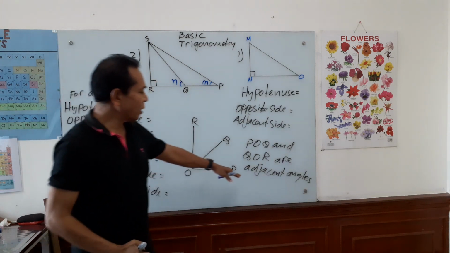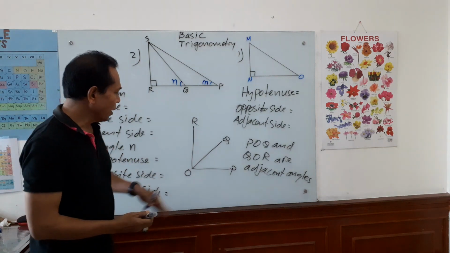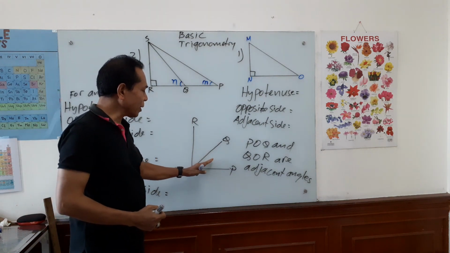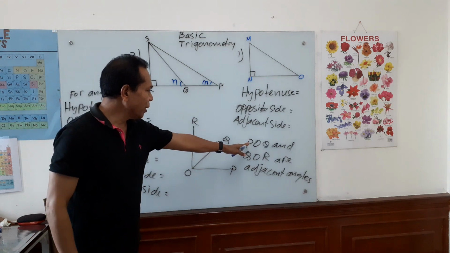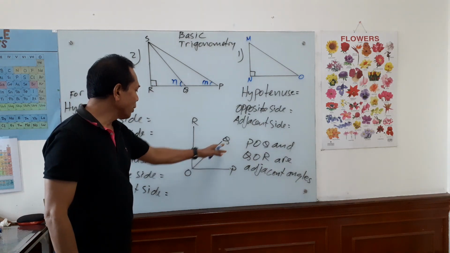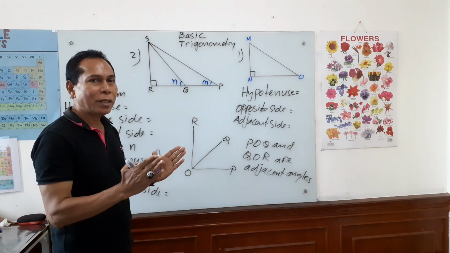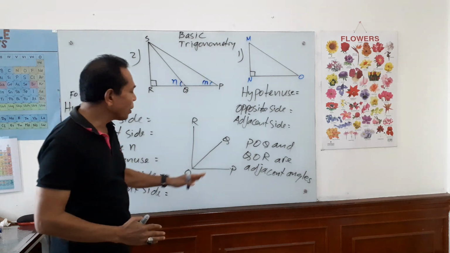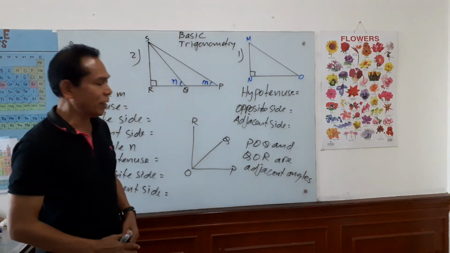So what does adjacent mean here? Adjacent means side by side or near. This angle is near this one or side by side. Stand side by side with this one. So POQ is next to QOR. So the two angles stand side by side or near one another. That's the meaning of the word adjacent, okay?